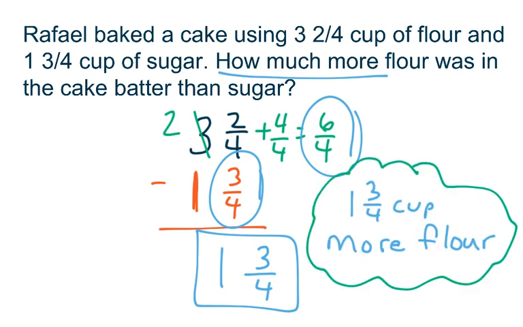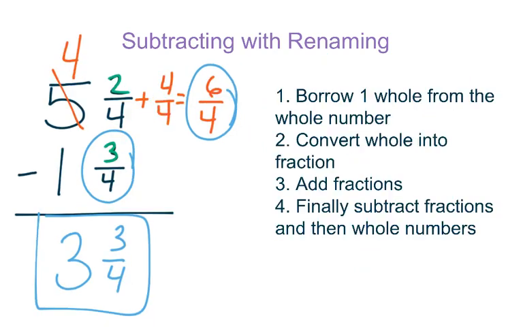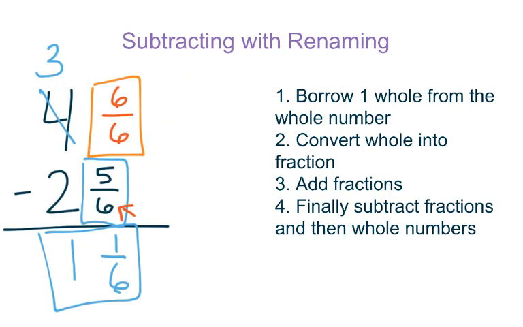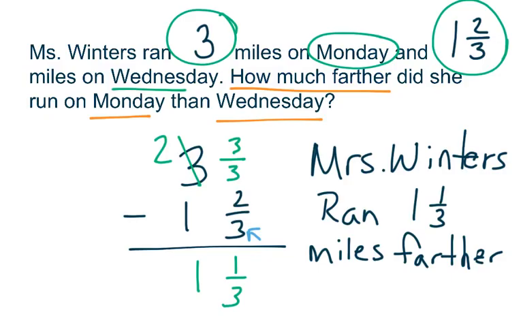All right, the important steps in this lesson are that the first thing that we are doing is checking our fractions to see if we even do have to borrow from our whole. If we do have to borrow from our whole, make sure you actually borrow, and then you add a whole to the fraction side. You add your fractions together, and then you subtract your fractions first and then your whole numbers. That's how we subtract with regrouping with mixed numbers.